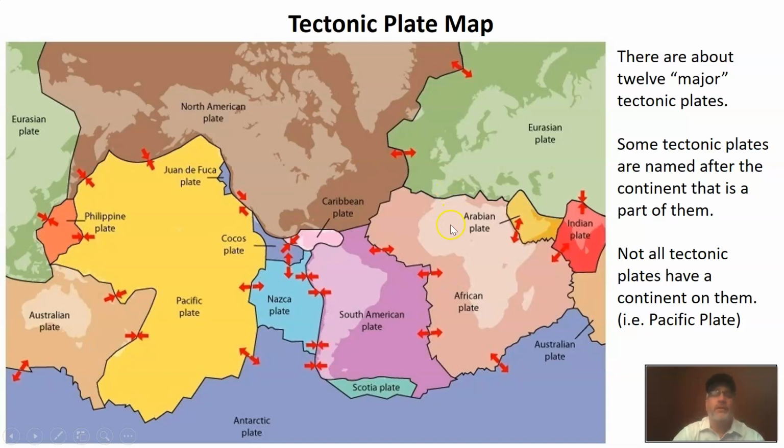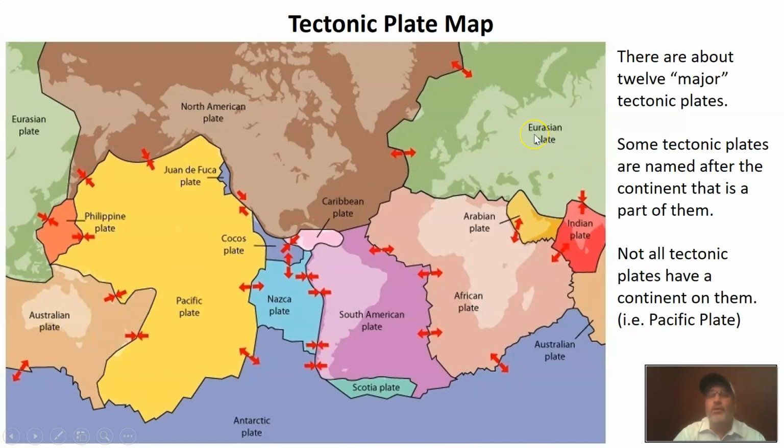And I want you to understand that if we look at the entire surface of the Earth, there are about 12 major tectonic plates. And a lot of these tectonic plates are named after the continents that rest on top of them. Now, this is one of the reasons that we have been studying the continent names. So here we have the North American plate. The Pacific Ocean rests on top of this, so there's not an actual continent on here, but we call this the Pacific plate. Here's the Australian plate.